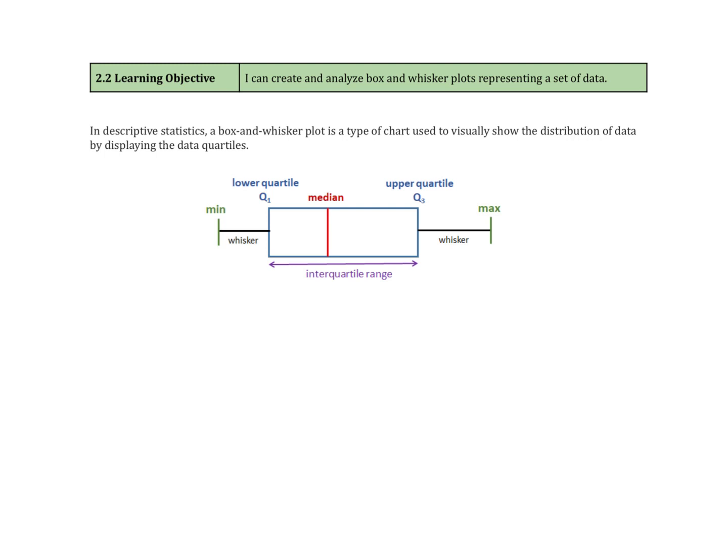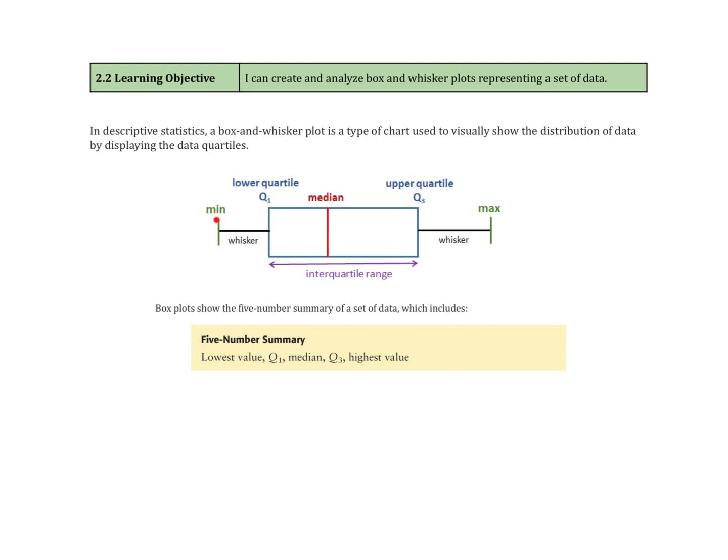This is what a box and whisker plot looks like. It's literally made up of a box with two whiskers on either side. Box and whisker plots show 5 numbers, which we call the 5-number summary of a set of data, which includes the lowest value, which is the left-hand whisker, Q1, which is the lower quartile or the first quartile. That's the median of the lower half of the data.